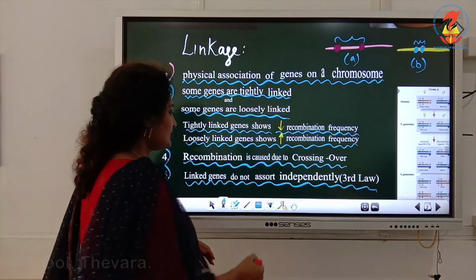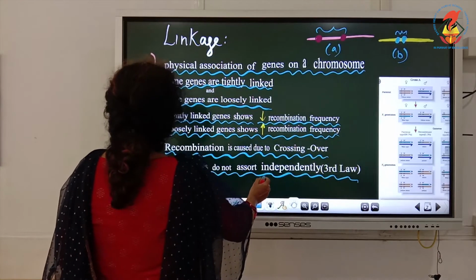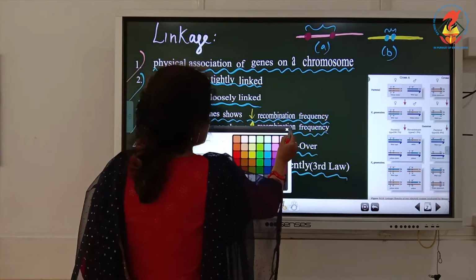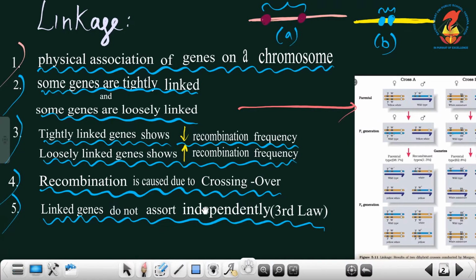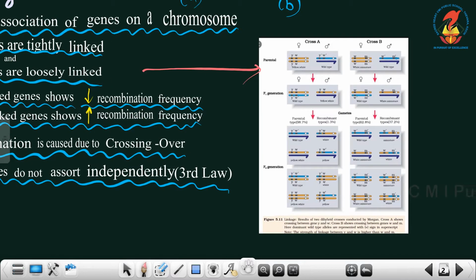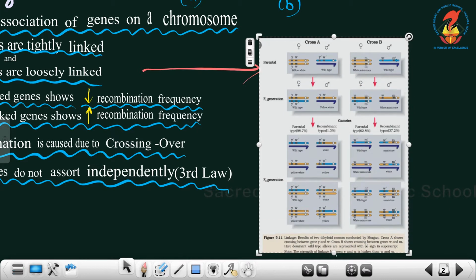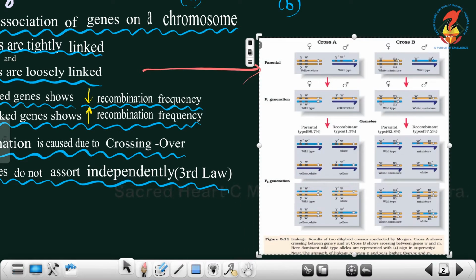independent assortment. Now, he derived point 2 and point 3 from the experiment shown in figure 5.11 of your textbook. So, look at figure 5.11, I am magnifying it. Here you have to concentrate on the two crosses. Make a comparison between the two crosses, cross A and cross B. In cross A, it's a cross between yellow-white normal Drosophila and yellow-white wild variety. So it's a cross between the normal variety and the wild variety. The wild variety is dominant, but here it is indicated with a superscript plus.